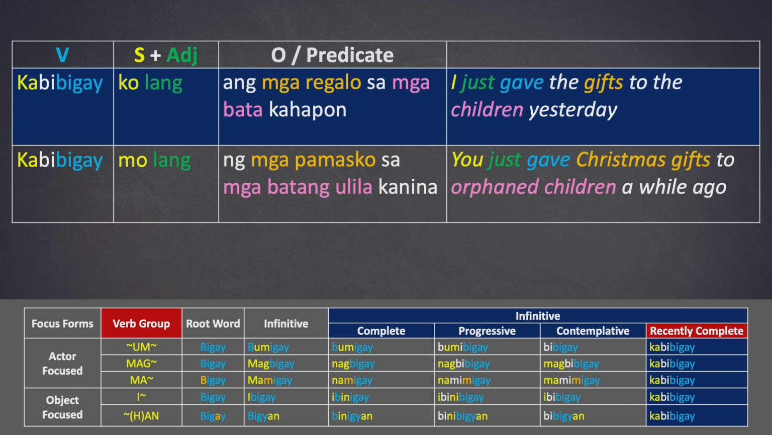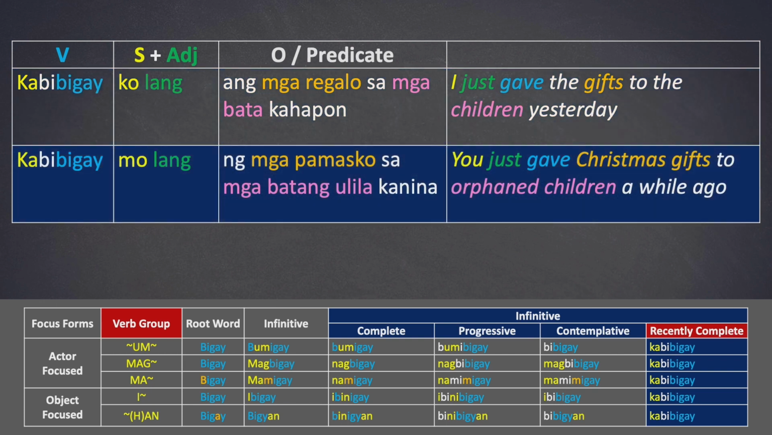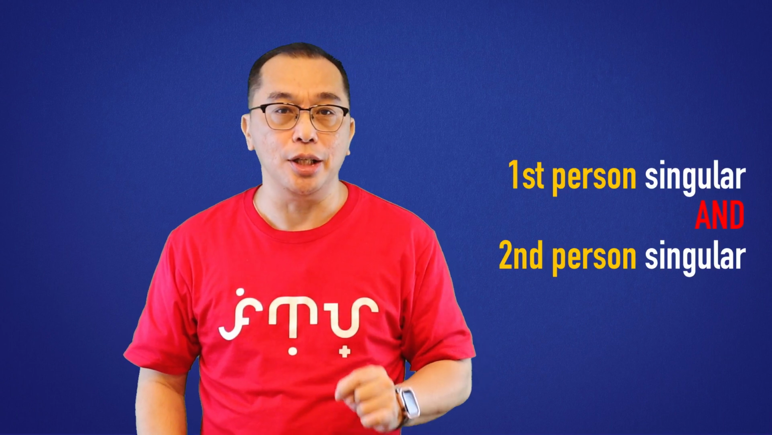Let's take a look. Kabibigay ko lang ang mga regalo sa mga bata kahapon. I just gave the gifts to the children yesterday. Kabibigay mo lang ng mga pamasko sa mga batang ulila kanina. You just gave Christmas gifts to the orphan children a while ago. Please take note that the adverb lang is added after the personal pronoun if the pronoun is in the first person singular. For other pronouns, it is the reverse.